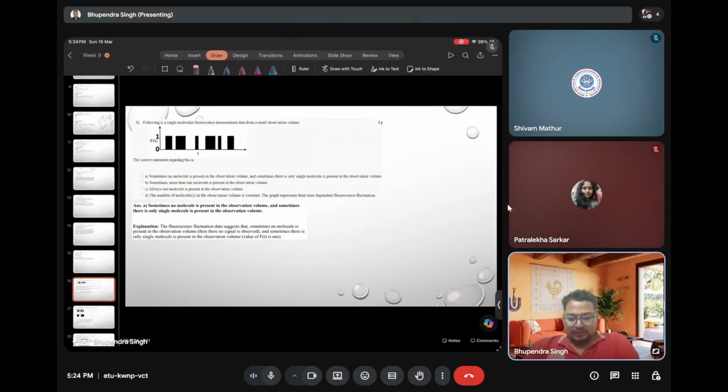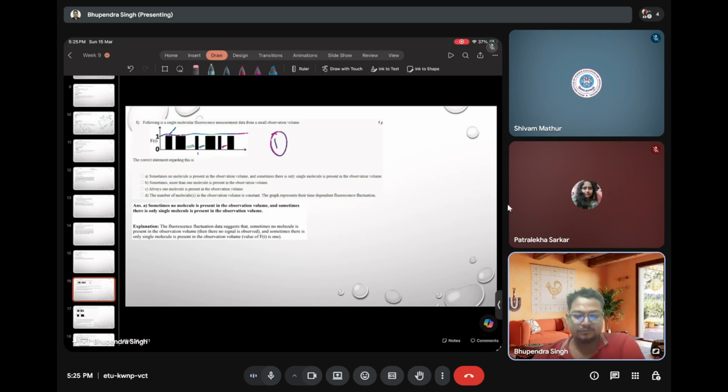So the option is A. Sometimes no molecule is present in the observation volume. As you can see, this is the off state. And sometimes there is only a single molecule present in the observation volume. Intensity is 1, so the intensity at each time is the same. So one molecule is present in the observation volume.